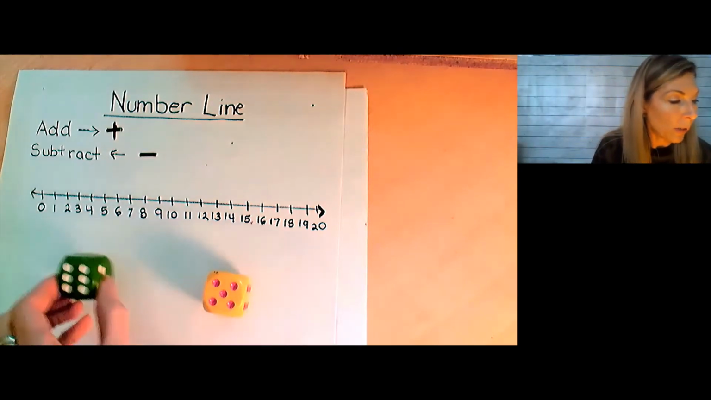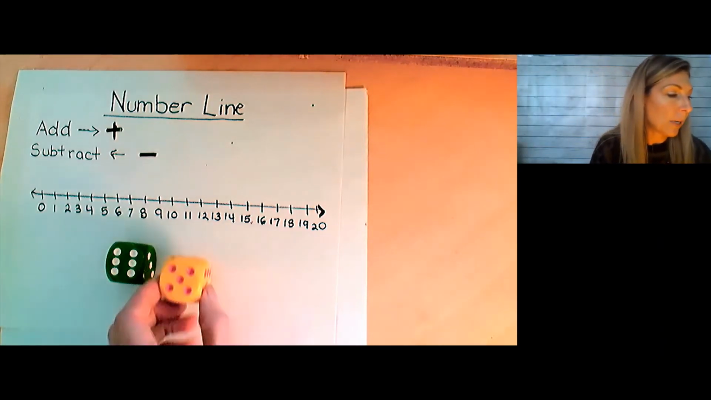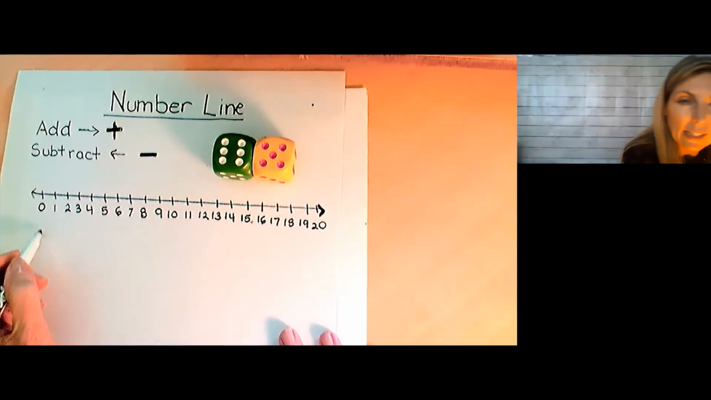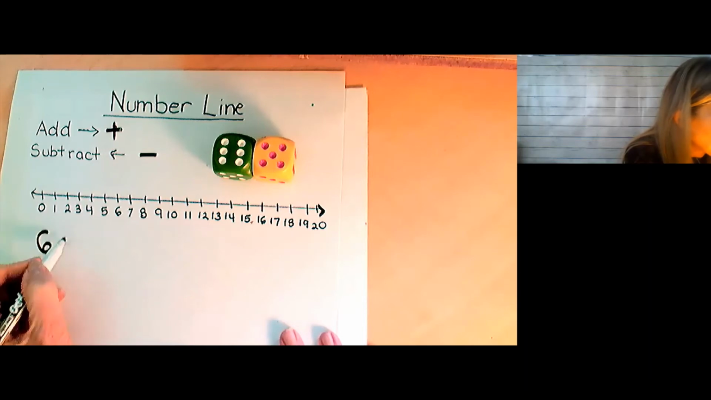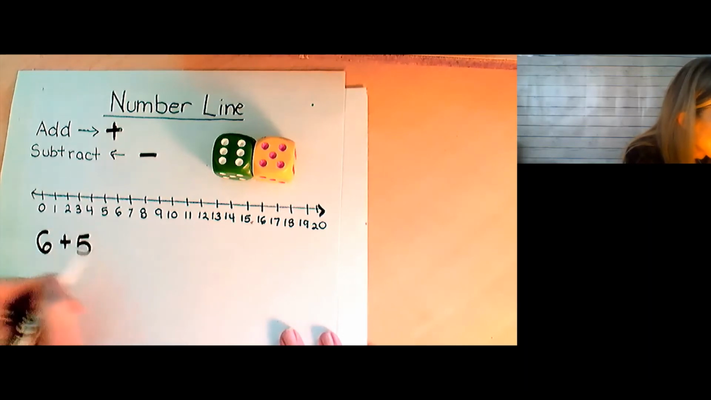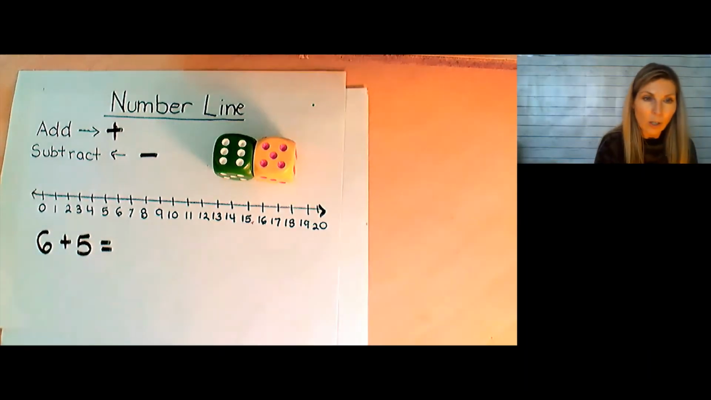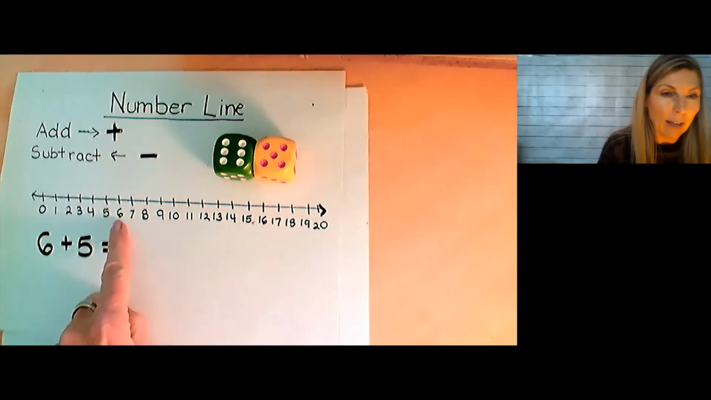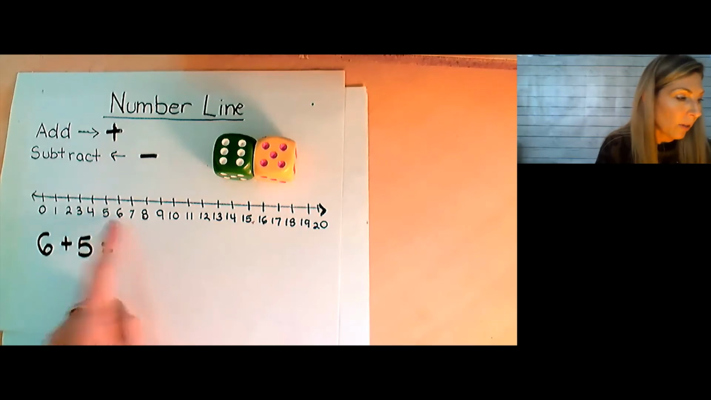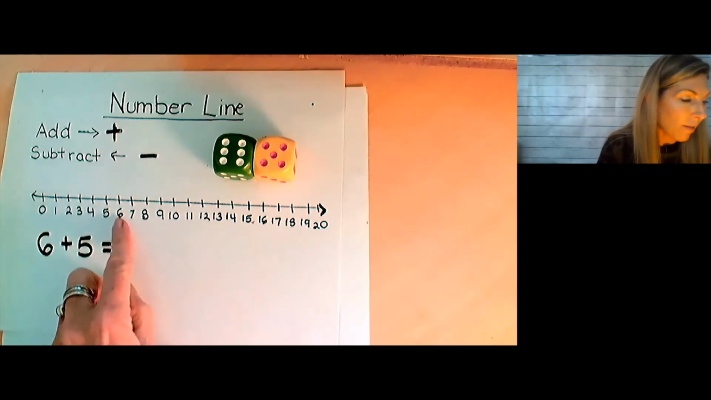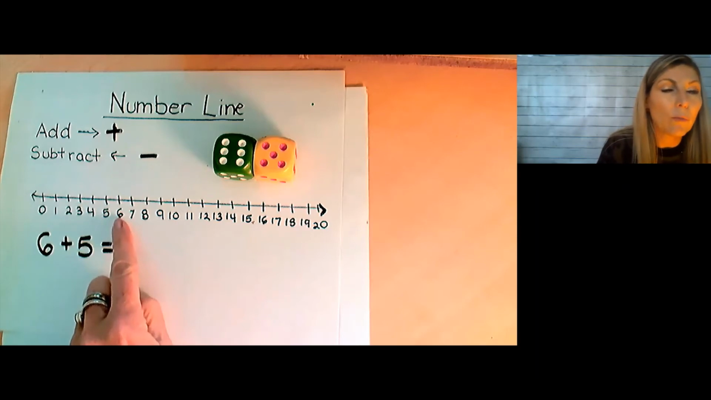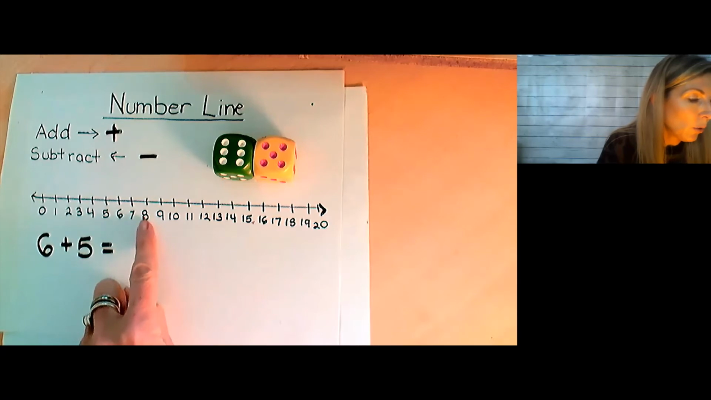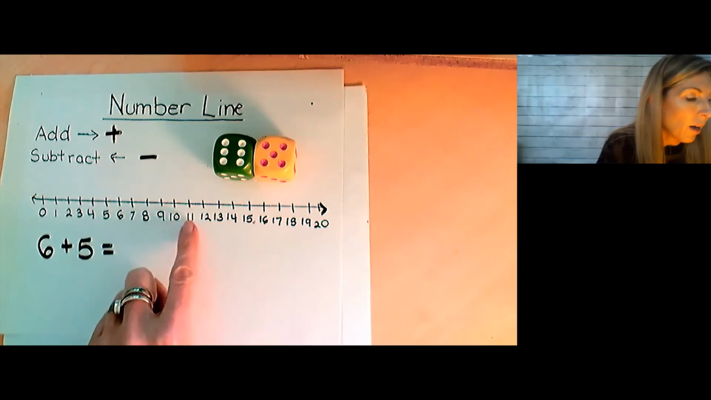So let's start with the 6, the bigger number than 5, bigger amount. Then we're going to write our number sentence: 6 plus 5 equals. We're going to put our finger on number 6 here, and then we're going to jump this direction 5. We start counting when we move our finger. So 1, 2, 3, 4, 5.